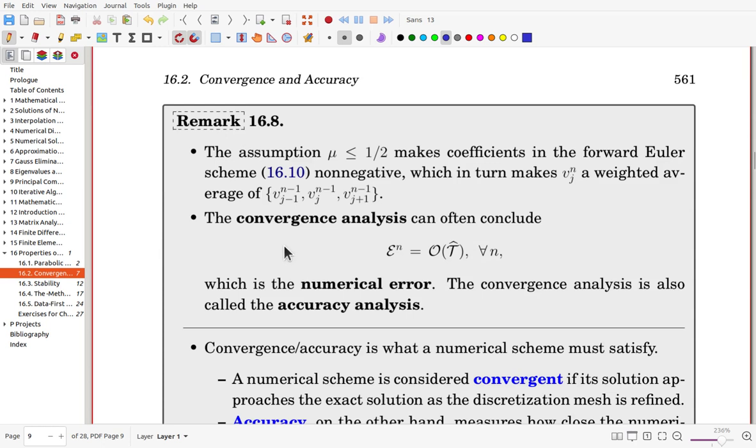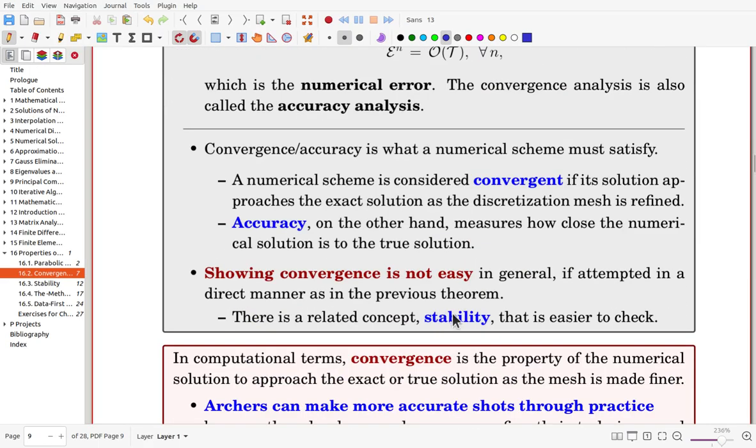Now convergence analysis can often conclude in this way, so that the practical error is of the order of the truncation error. Once we can see a certain order of truncation error, then we can prove in most cases that the real numerical error has the same order. The convergence analysis is also called the accuracy analysis, because we are measuring, in a sense, accuracy. Here we have the difference between convergence and accuracy.